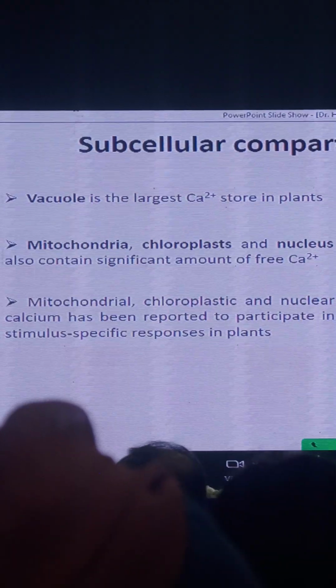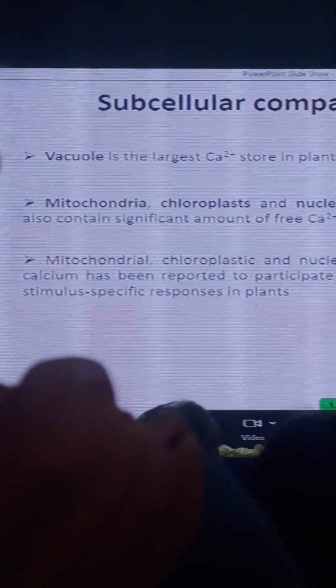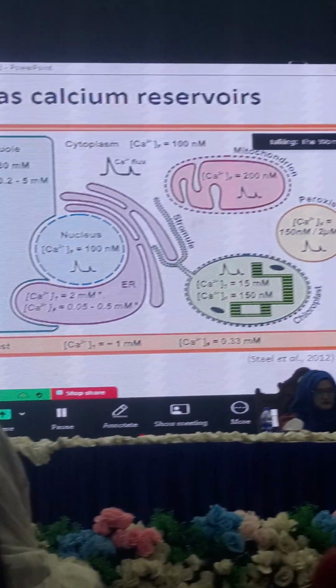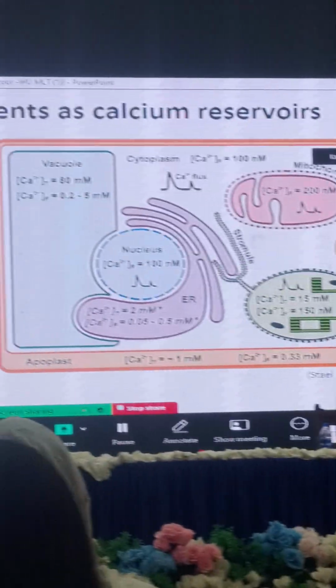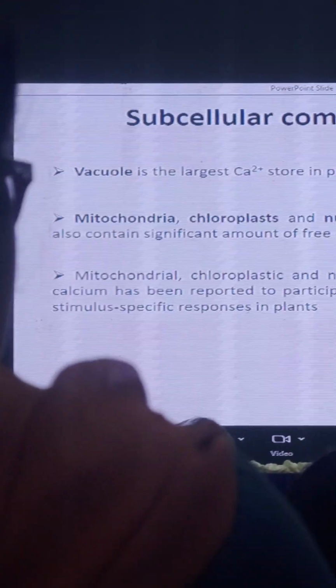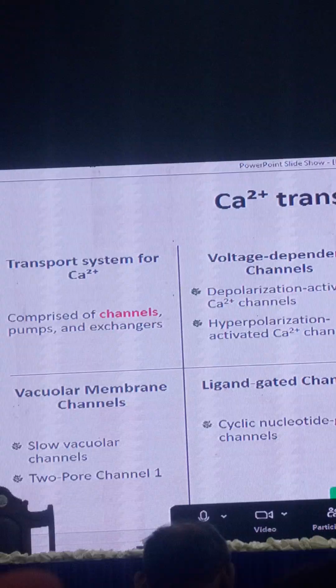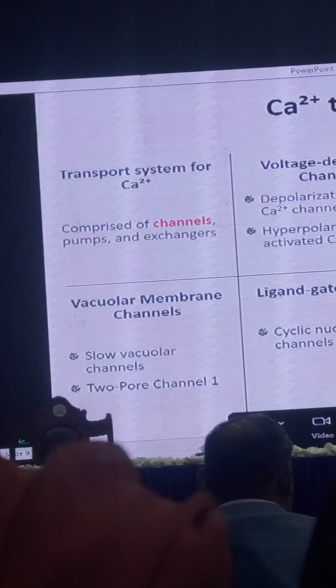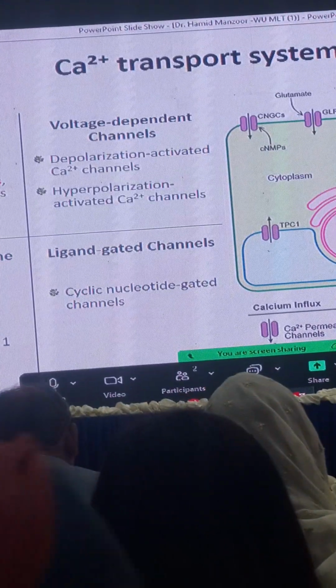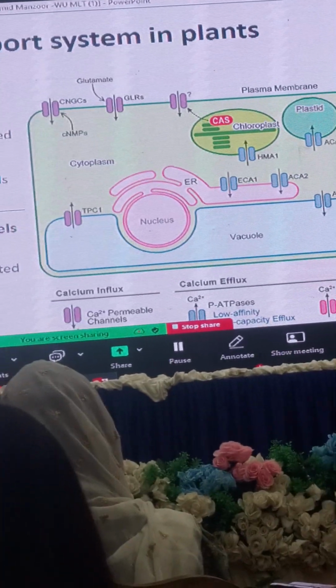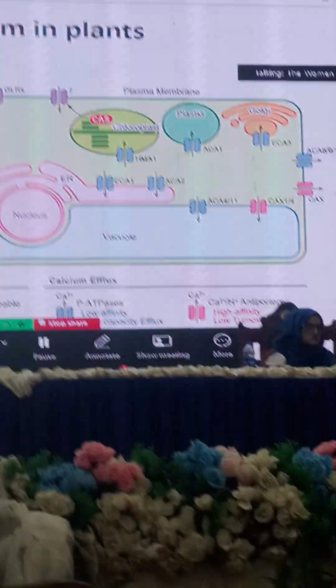Calcium in the compartments could reach 80 millimolar, and free calcium could reach 0.25 millimolar. Apart from the vacuole and mitochondria, it moves outside of the cell. We say efflux of the calcium. So there are different transporter channels. You can see in this figure there are a number of channels.